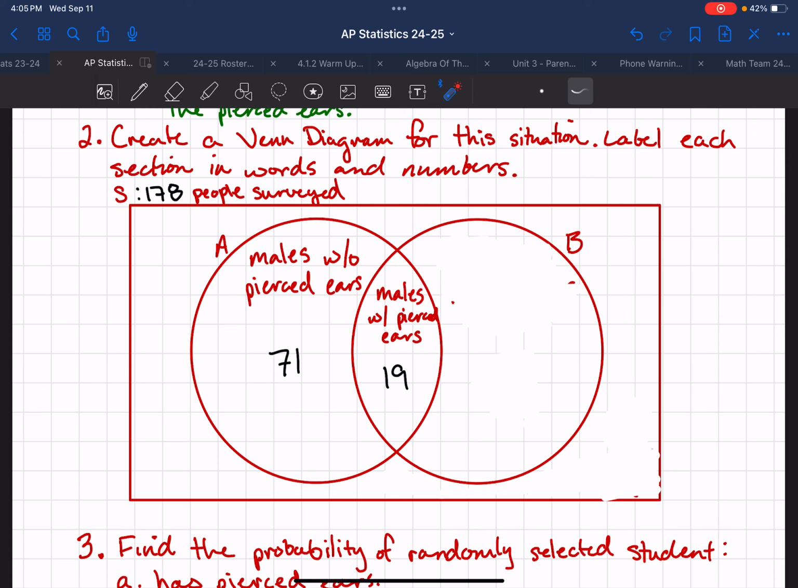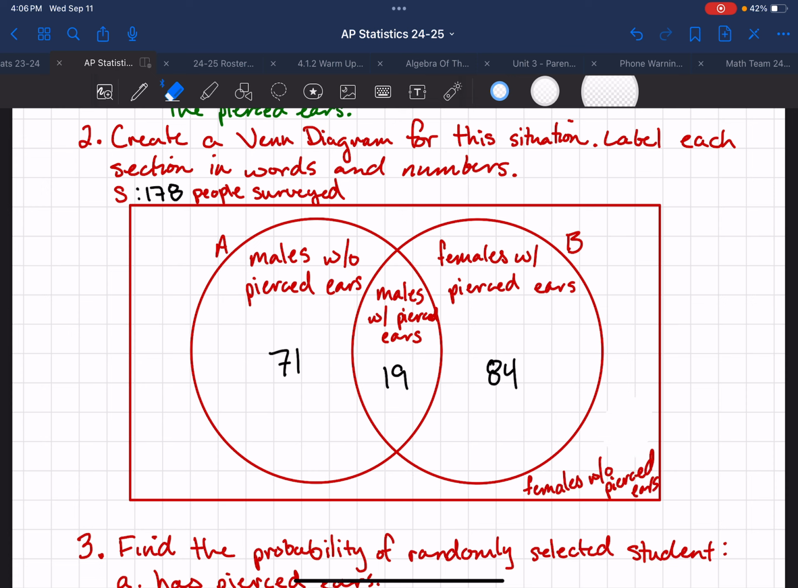B, what does it mean to be in B? You have pierced ears. But if you're not in A, then this means that this is females with pierced ears. And from our deductive math, there are 84 females with pierced ears. Then, if you're outside both circles, if you're not A and you're not B, well, you're not male and you don't have pierced ears. And there were 4 people who fit into that category.